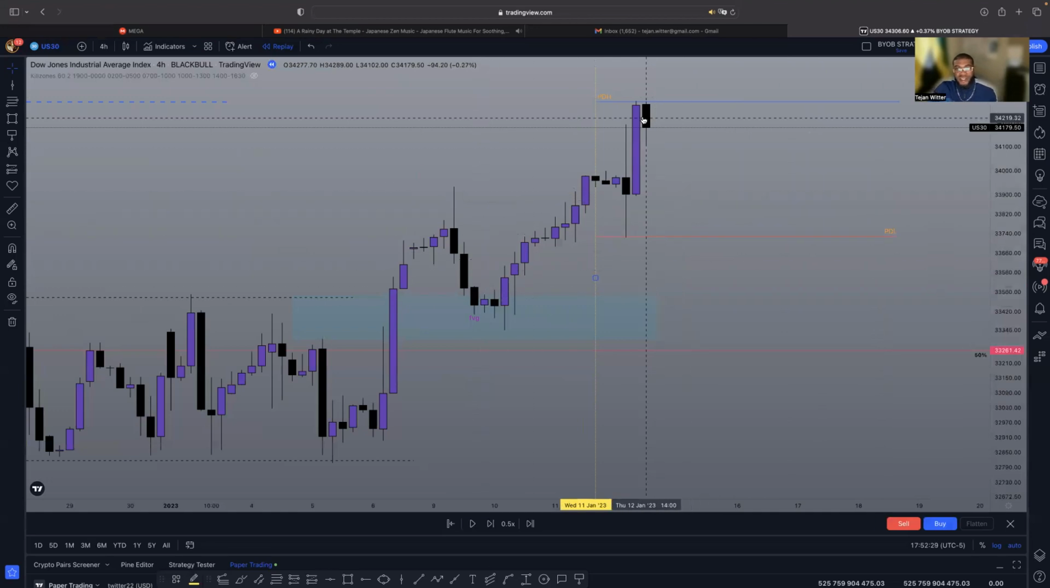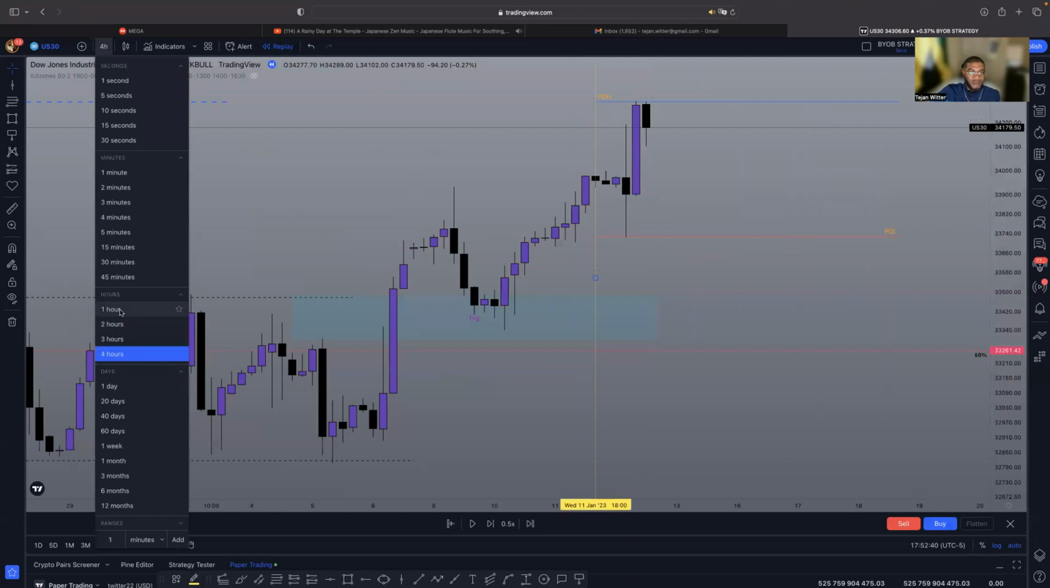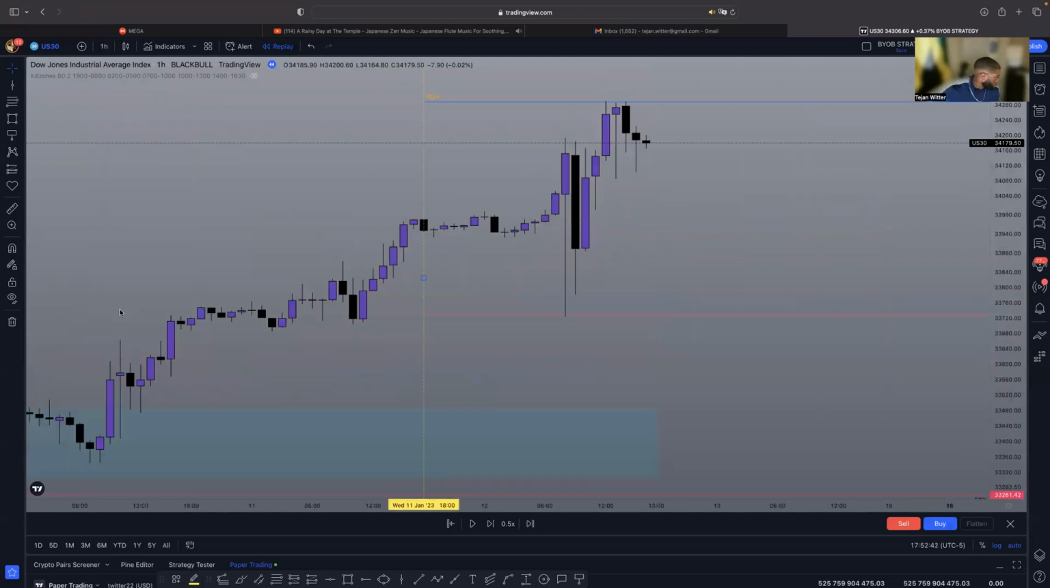We see the previous day's high, previous day's low. And basically what I'm looking for, I'm just looking for fair value gaps, order blocks, somewhere in the market that I can potentially look to enter.